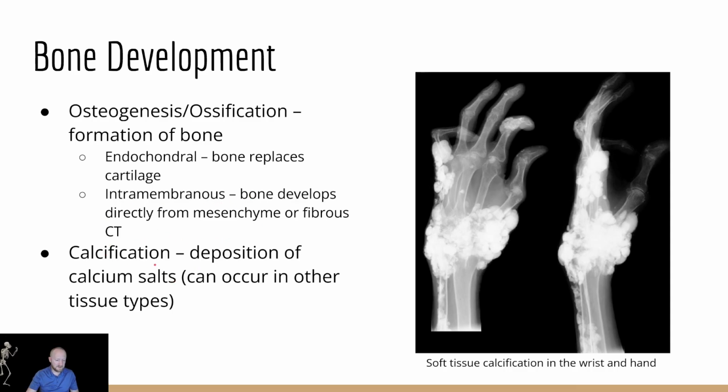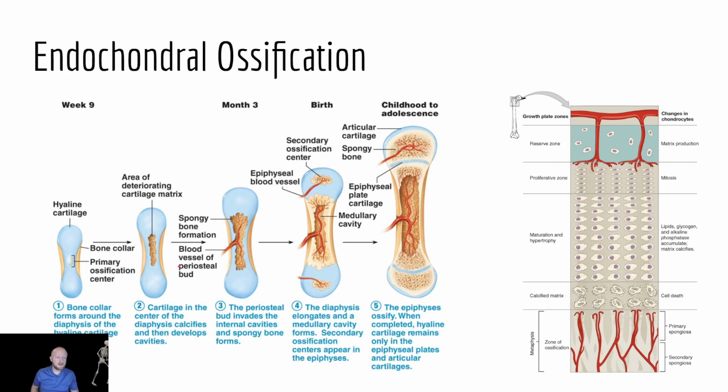We also have calcification. Osteogenesis, ossification is a form of calcification. Usually when we use the word calcification, though, we're talking about the deposition of calcium salts on body tissue where we don't necessarily want it. So we have soft tissue calcification in the hand and wrist on this slide. We'll talk more about that in a second as well. But remember, this is a form of calcification, but this is basically the right way. And when we talk about calcification specifically, we're usually talking about bad things.